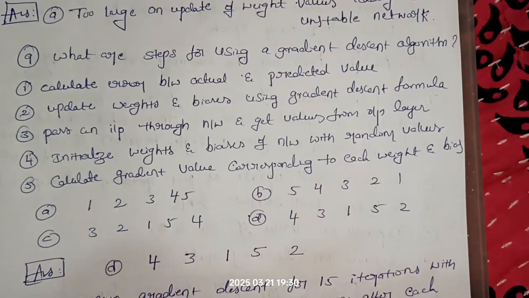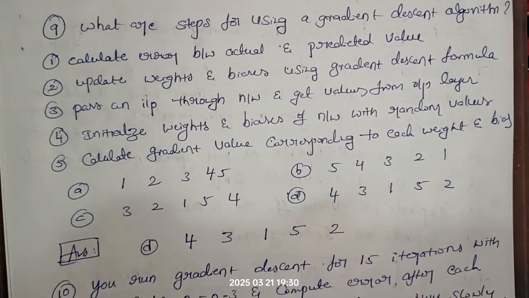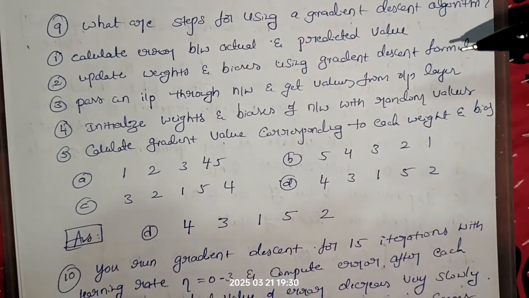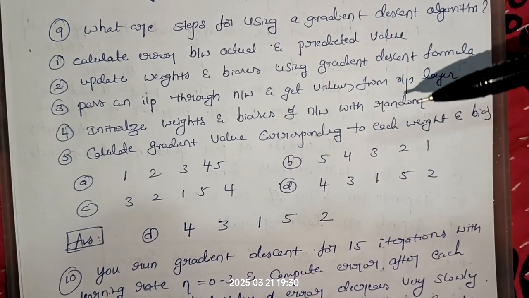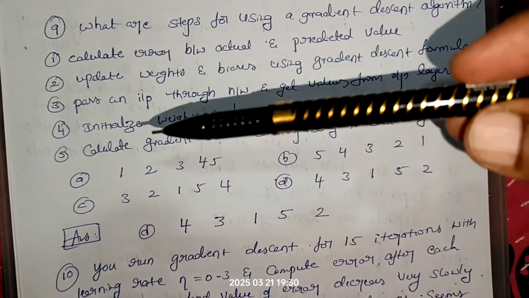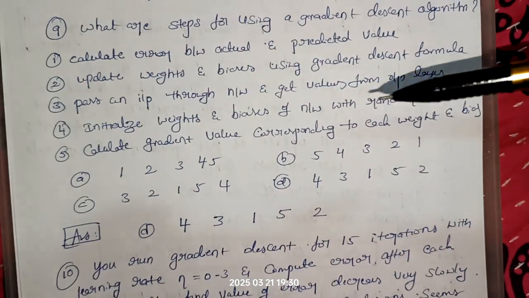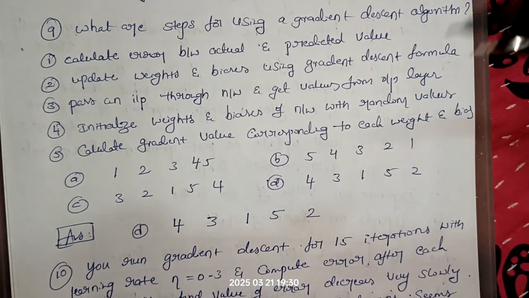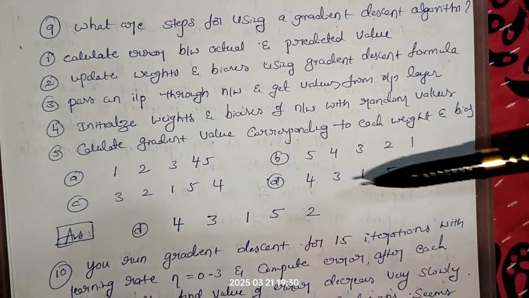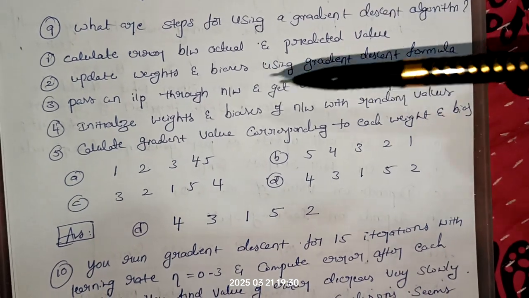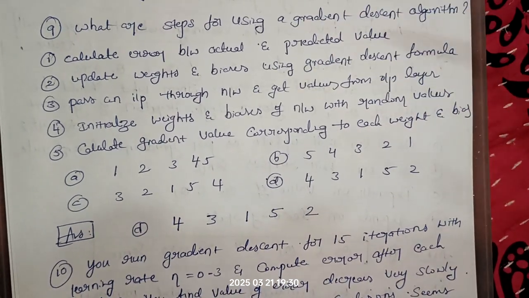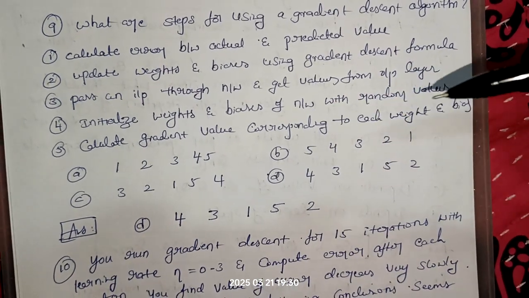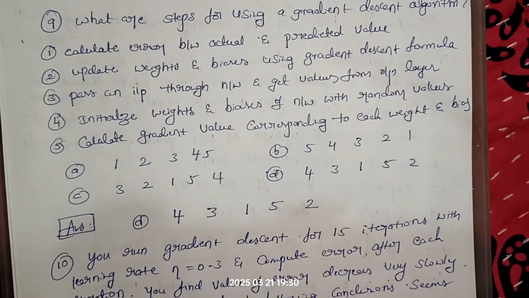Ninth one, what are the steps for using a gradient descent algorithm? Here they have given 5 steps, so you should go according to the order. By looking at this, the correct answer is D. First, initialize weights and biases of the network with random values. This is the initialization process. Later, pass on the input, then calculate the error between actual and predicted, then calculate the gradient value, then update the weights and the biases.